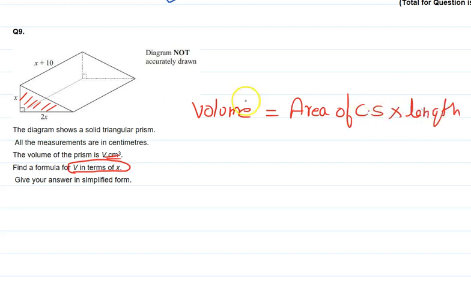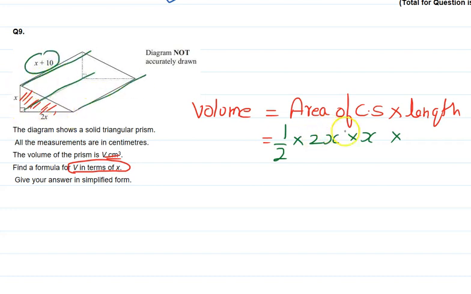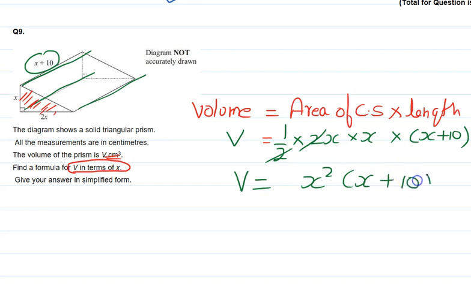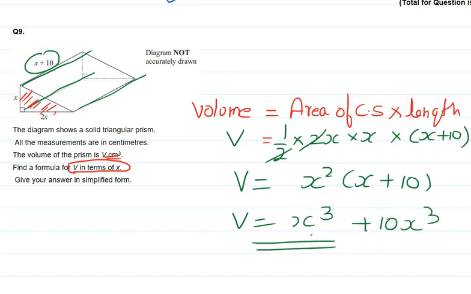So what is the area of cross section? This red area, which is basically a triangle. A triangle's area is half base times height. So half base is 2x and height is x. And what about the length? The length is this, x plus 10. And volume is v. You can see this 2 and 2 will cancel out. So volume is x square times (x plus 10). This is a comparatively easy question, and you can multiply inside. It will be x cubed plus 10x square. That is a very easy question.